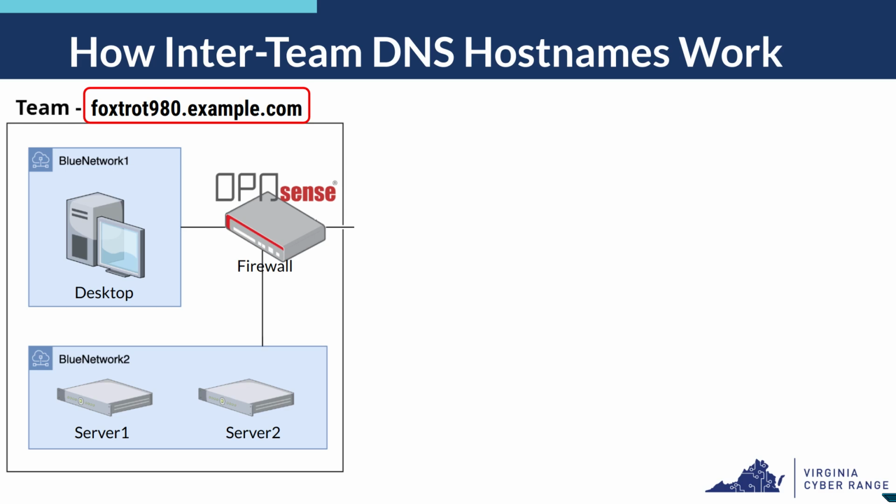The first thing is that when we created this environment, we had all these new host names. We need unique host names because you can see each other across the network. So each team gets their own unique DNS subdomain. In this case, I'm a student, and I'm getting foxtrot980.example.com. So all of my systems will have that appended to their host name: desktop.foxtrot980.example.com, firewall.foxtrot980.example.com, server 1, server 2.